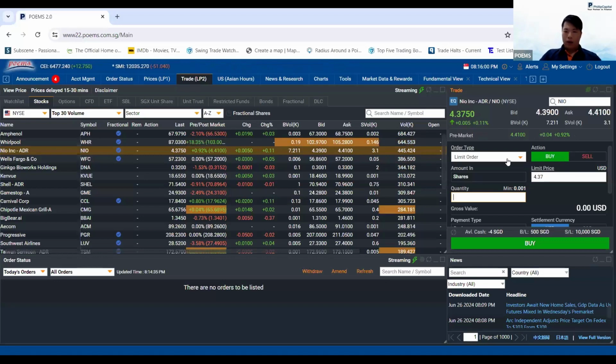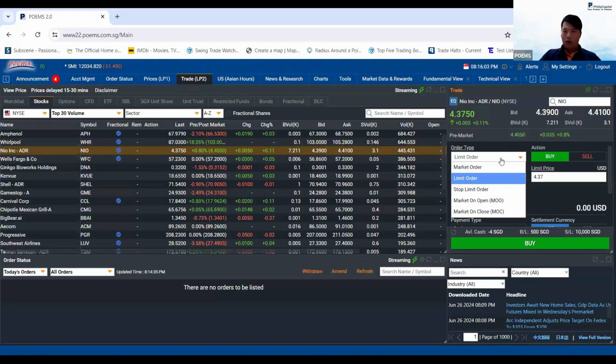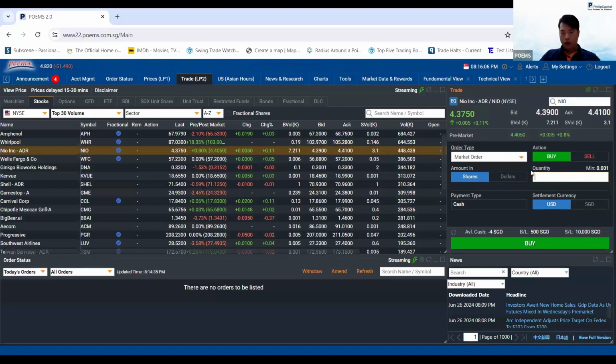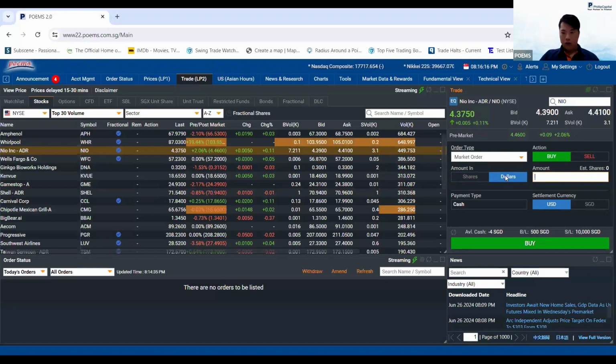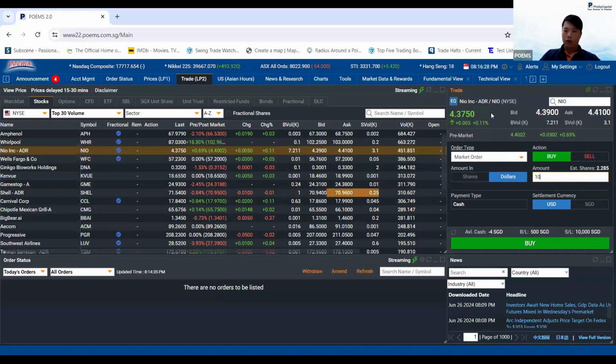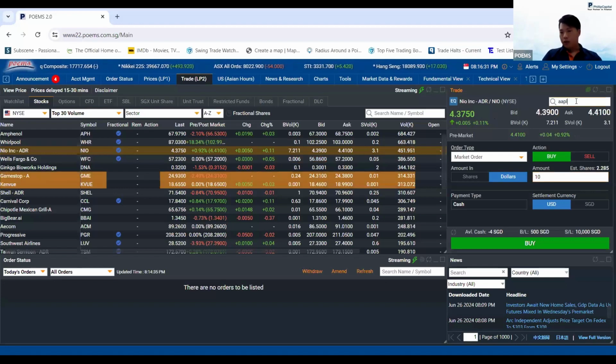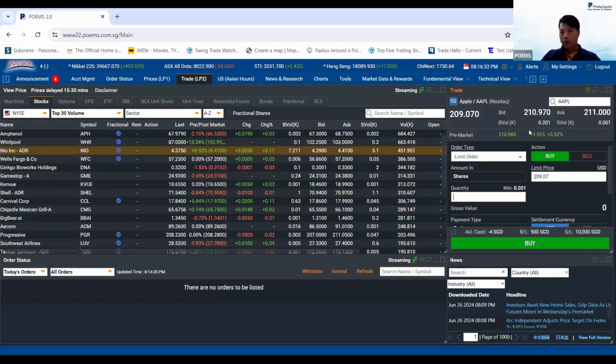Now, what you can do if you wish to place a dollar amount order, you realize there's share base and dollar base. For now, dollar base is only available for market order. So if you just wish to buy before the market opens, you can just input here. Maybe I'm just going to put $10 here, or just buy $10 worth of, let me pick an expensive company. Let's pick Apple. Now Apple is about 200 last time.